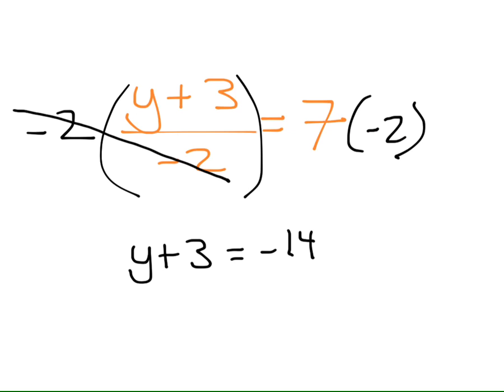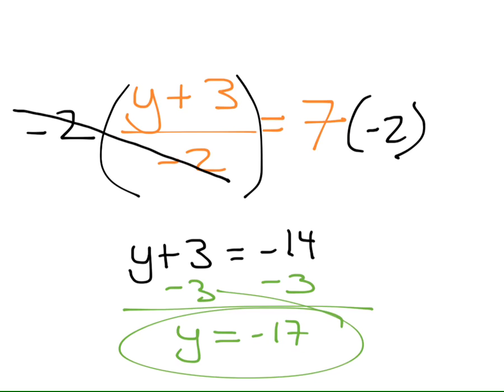And then I would just undo that plus 3 by subtracting 3. Y equals, if I'm in debt $14, I take away 3 more, I'm in debt $17, and that's my final answer. I can double check my answer if I plug that in here. Negative 17 plus 3 is negative 14. Negative 14 divided by negative 2 is positive 7, so that's correct. Questions with that?